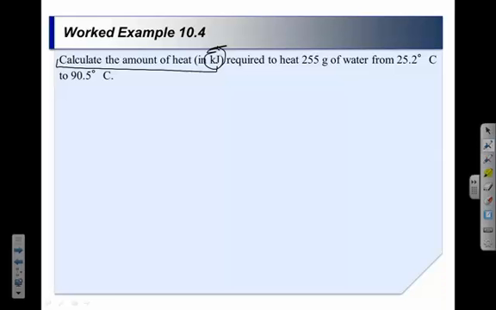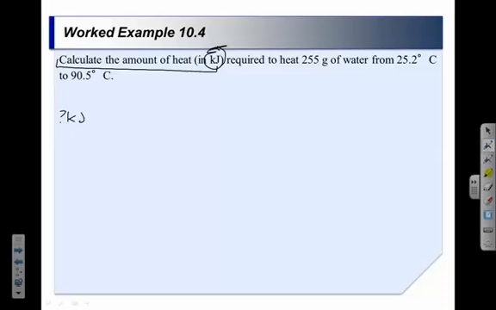If I'm just plugging into a formula, I might calculate heat in joules. But if the question is asking me for kilojoules, and I think I've put it in kilojoules but it's really in joules, I'm not getting the right number. Right? So the conversion method is nice because I set it up and say, what units do I actually want? Then I can start to plug things in. I can end up with those units.